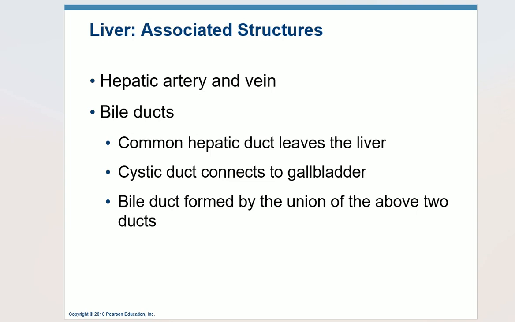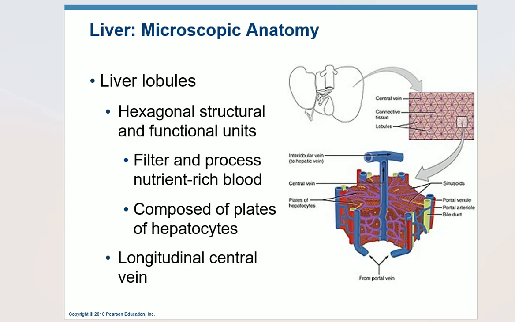Hepatic, like I said, is anything liver. So we've got the hepatic artery and vein. We've got our bile ducts, so our common hepatic duct from the liver connects to the cystic duct from the gallbladder and joins to make the bile duct. These are just words associated with what I said while we were talking through the diagram. Microscopically, the liver actually forms these little hexagon shapes.